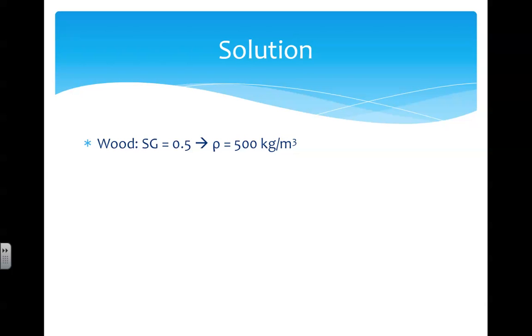We were told in the problem that the specific gravity of wood is 0.5, which means, converting it to a density, 500 kilograms per meter cubed. The specific gravity of gasoline is 0.68, and converting that to a density, we get 680 kilograms per meter cubed. If you forgot how to calculate density from specific gravity, make sure you check out video 1.